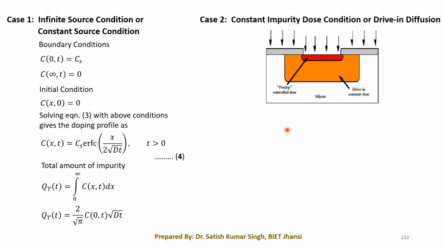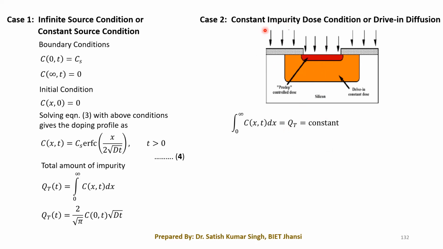Now after having this, we can write certain boundary conditions for the drive-in step, and then solve equation number 3 again by substituting those boundary conditions and the initial condition to get another solution after the drive-in step. First of all, we are saying it is a constant impurity dose condition. Whatever impurities have already diffused, that same amount is going to diffuse further. There will be no further supply of the impurity. You have to keep that in mind.